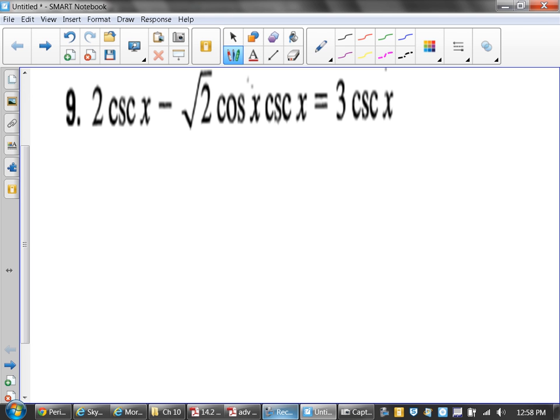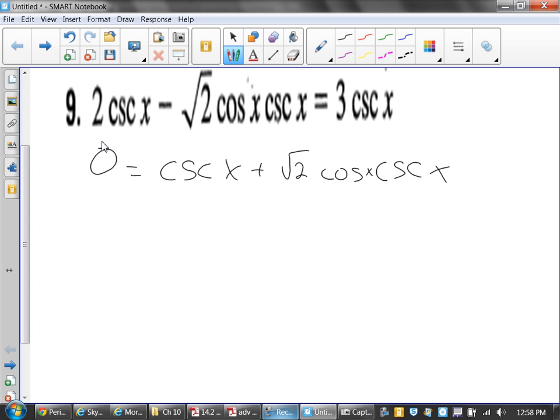What you want to do is set one side equal to 0. I'm going to pick on the little guy again. By doing so, I'm going to move the 2 cosecant to the right. At the same time, I'm going to move the plus root 2 other stuff. So I'm going to get 0 equals cosecant x plus root 2 cosine cosecant x.